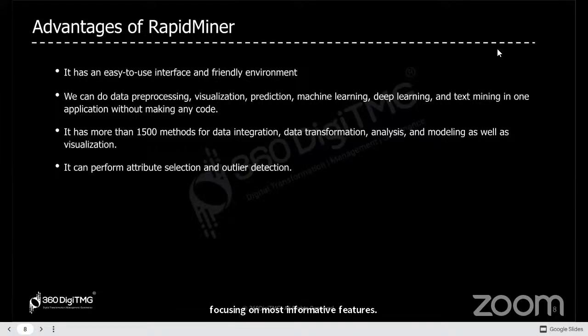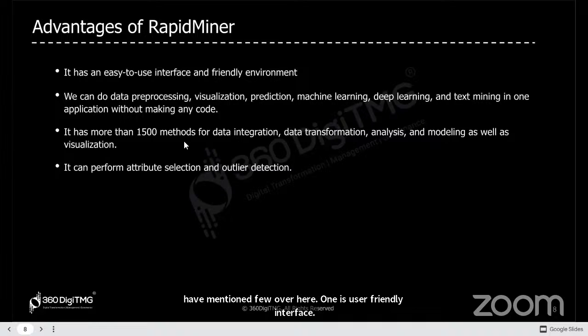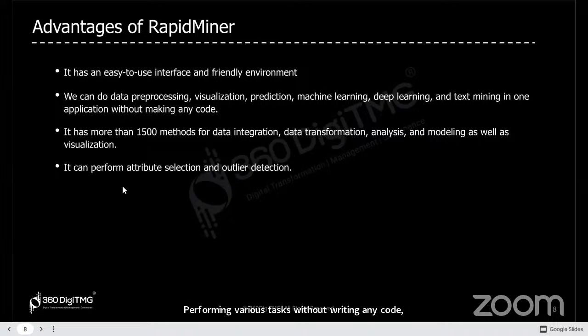Outlier detection, you already know, helps to identify the data points that may skew the analysis results, which is nothing but extreme value detection. All of these things we can do in a single tool, which is RapidMiner. There are a lot of advantages; we have mentioned a few. One is a user-friendly interface, performing various tasks without writing any code, having an extensive library of methods, and offering features for attribute selection and outlier detection. So these are the various advantages.